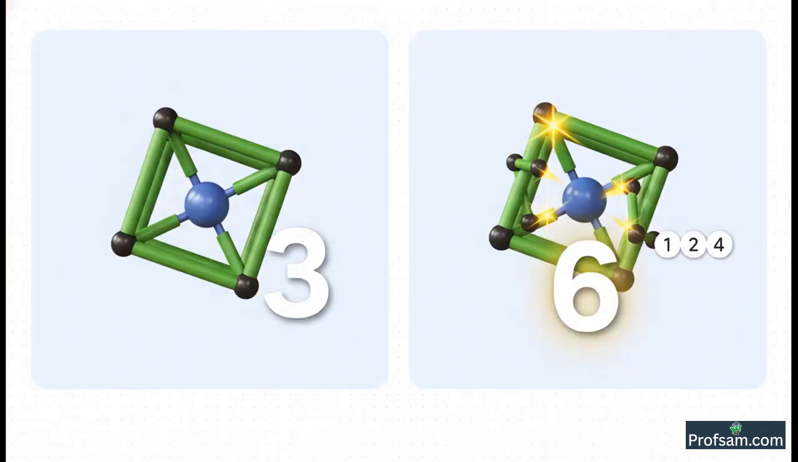And this example perfectly illustrates the common mistake we talked about. In this formula, you see a 3 next to the en, which stands for ethylenediamine. So you might think the coordination number is 3, but that is wrong. Remember, ethylenediamine is a bidentate ligand. It has 2 teeth, or 2 donor atoms. So since there are 3 of these ligands, the total number of donor atoms is 3 times 2, which gives us a coordination number of 6.